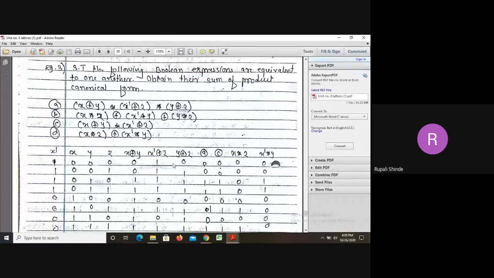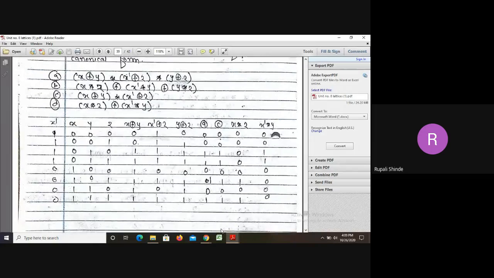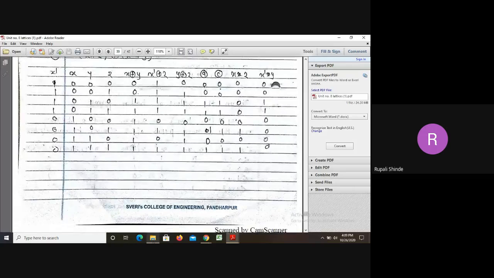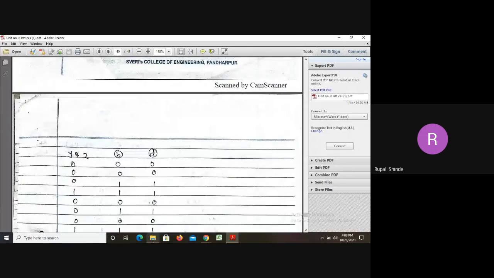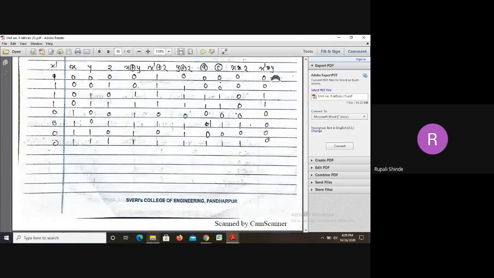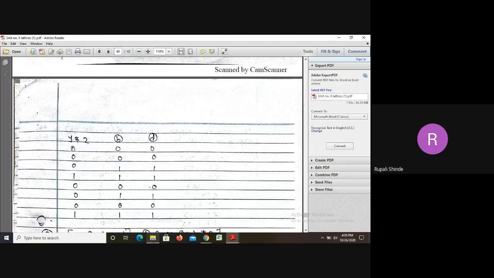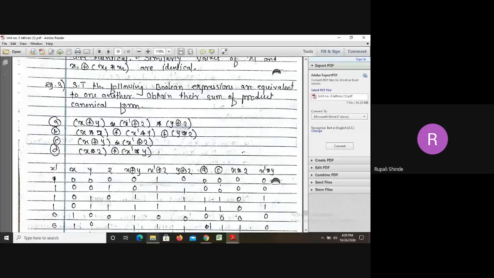This is the truth table for all these four formulas. A and C are identical and values are 0, 0, 1, 1, 0, 1, 0, 1. Again, value for B and D, again, it is 0, 0, 1, 1, 0, 1, 0, 1. So check here. We can say that all these four formulas are identical because value for A, B, C, D is the same, 0, 0, 1, 1, 0, 1, 0, 1. That's why all these four formulas are identical.